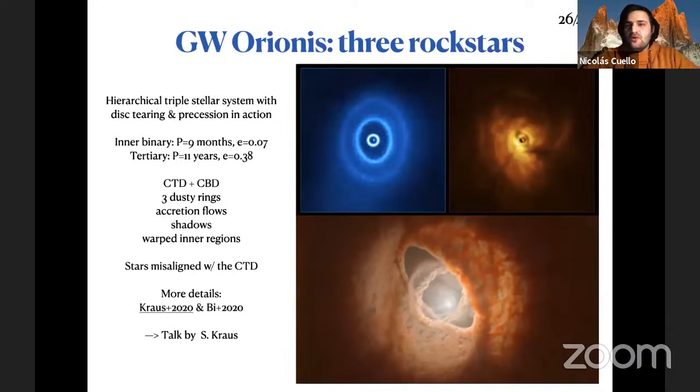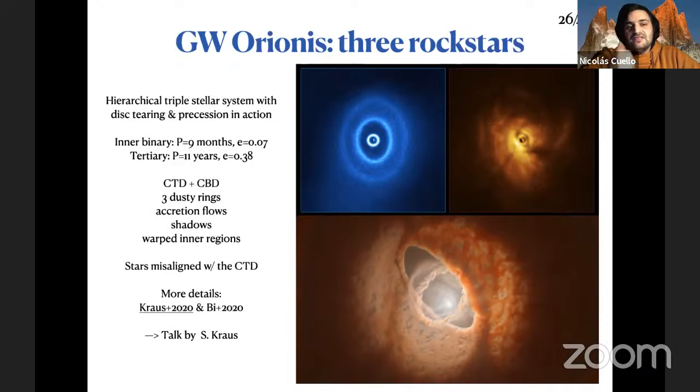GW Orionis, a wonderful system. This is my favorite system. It's a wonderful laboratory. You have everything you dream of. It's a hierarchical triple stellar system with disk tearing and precession in action. You have the inner binary with a short period and the tertiary with a period of 11 years, and it's eccentric. This is important.